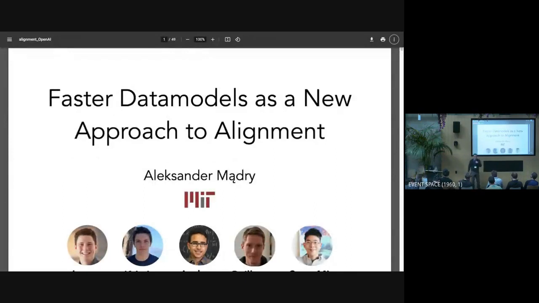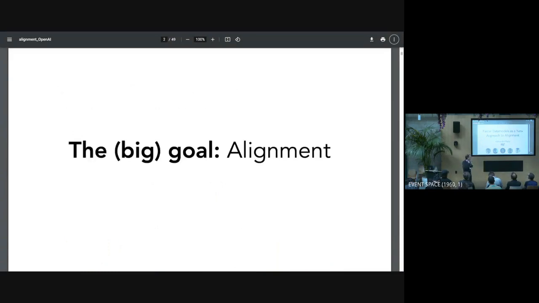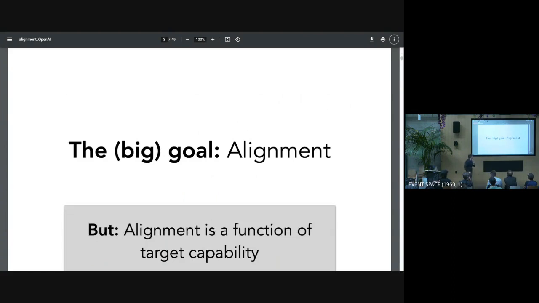So yeah, welcome everyone. It's a fun gathering, so thank you for organizing this. I'm Aleksander Madry, and I work on stuff that is related to robustness. But today we don't talk about robustness, we talk about alignment, right? That's the big goal that we have. And I want to tell you how I think about approaching alignment, at least from my perspective. My first realization here is that, to talk about alignment, you need to talk about capabilities. Essentially, what kind of models are you looking for?